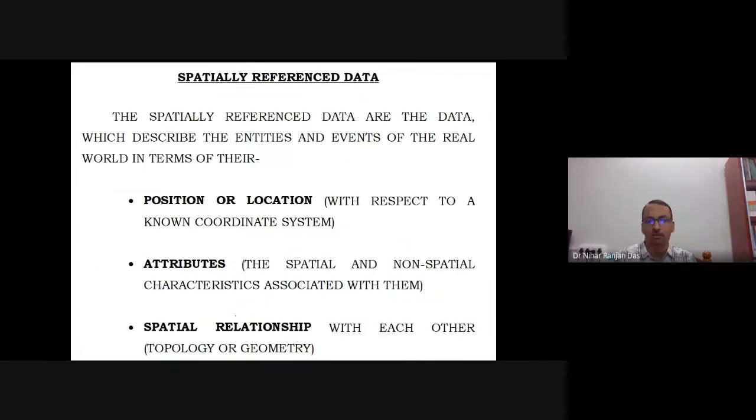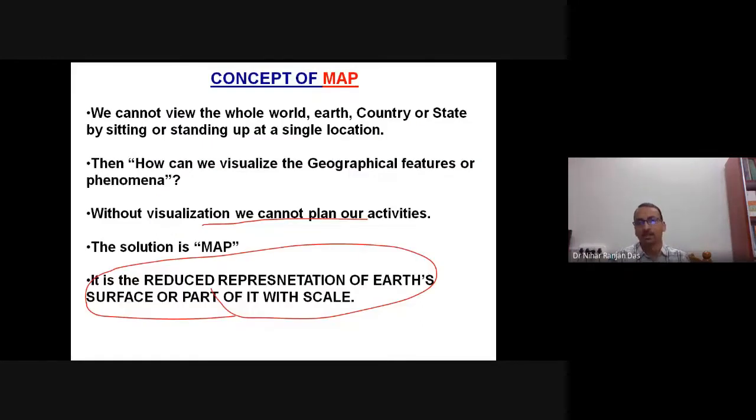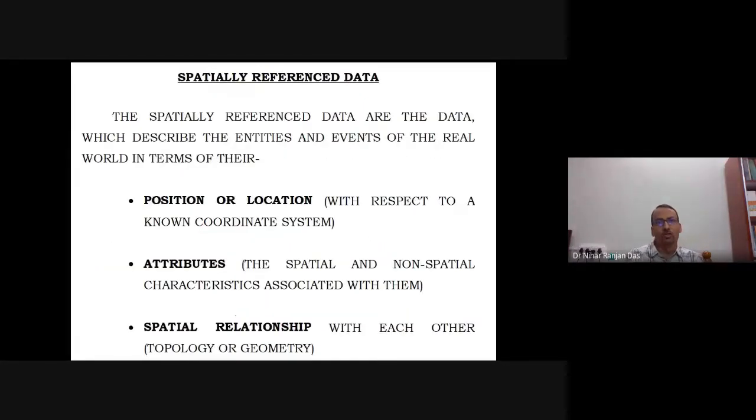So now I hope everybody is having a clear concept regarding map, and some of our concepts like spatial, geographical, and how geographical information system came up. And now what is a map? Already we are a little bit clear. So now let us come to spatially referenced data or geographical data.